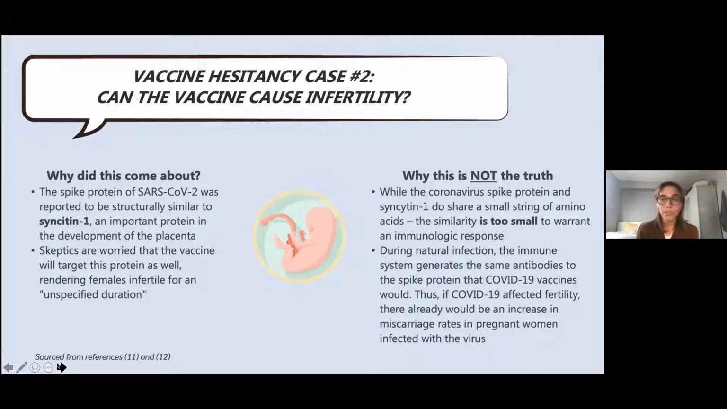While the coronavirus spike protein and syncytin-1 do share a small string of amino acids, which are just the building blocks of proteins, the similarity is too small to warrant an immunologic response. And during natural infection, the immune system generates the same antibodies to the spike protein that COVID-19 vaccines would. So if COVID-19 affected fertility, there would already have been an increase in miscarriage rates in pregnant women infected with the virus.